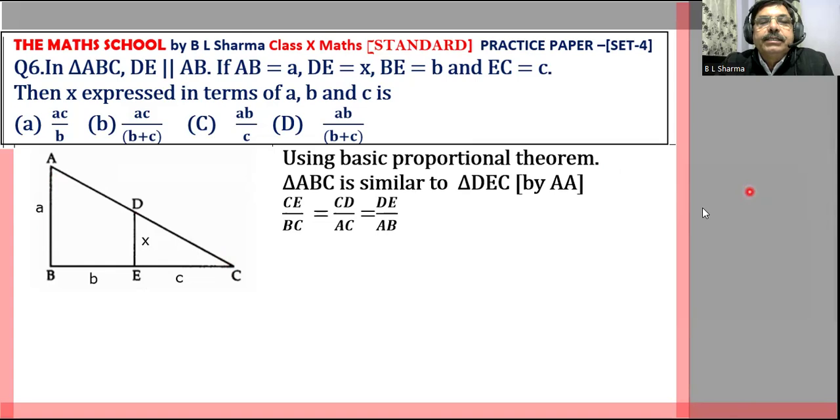ये corresponding sides का रेशियो सेम हुआ. हम ये दोनों दो साइड लेना चाह रहे हैं, this one and this one. CE upon BC is equal to DE upon AB. So what to do? So CE upon BC: C upon B plus C is equal to X upon A, since BC is B plus C.